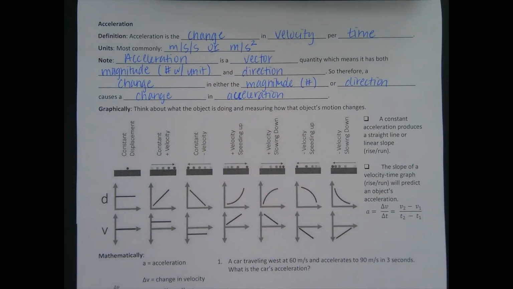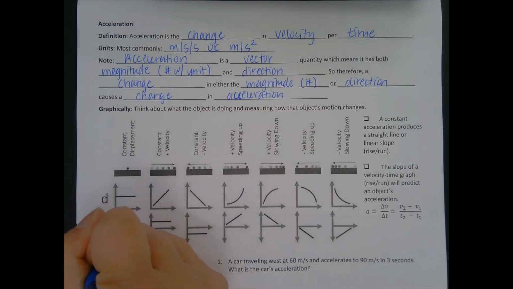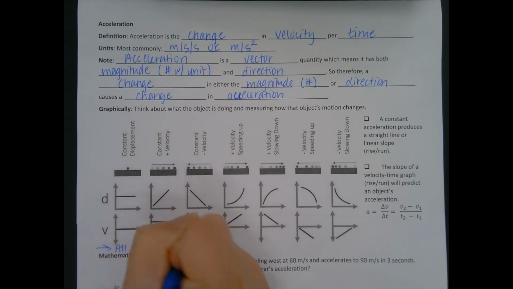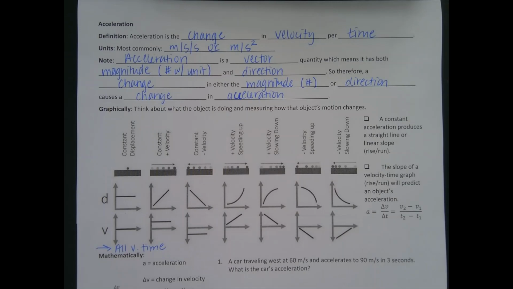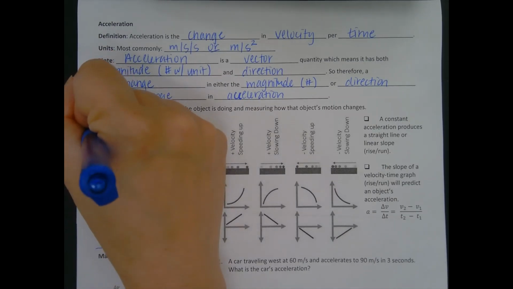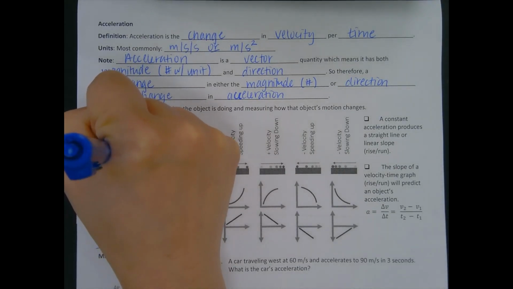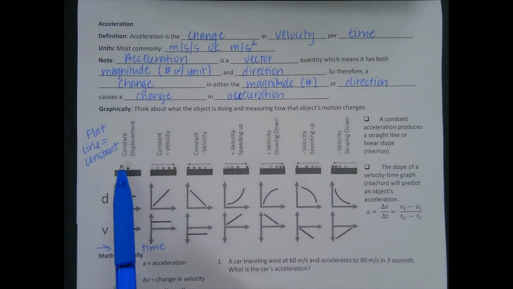So graphically, okay, let's think about what this would be. So think about what the object is doing and measuring how that object's motion changes. A quick note about all of these graphs, they are all versus time. And make a note also that a flat line means that something is constant. So for this first one, constant displacement, we've got a flat line for distance and a flat line for velocity because it's staying still, it's constant.